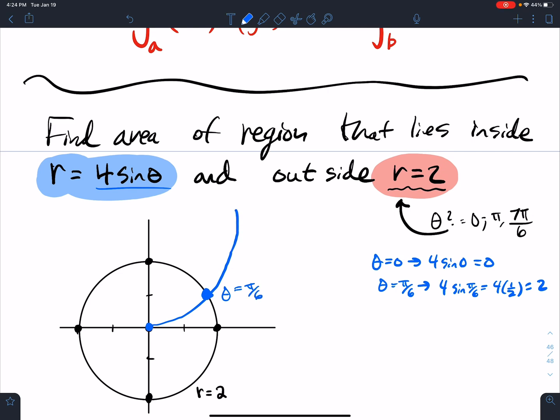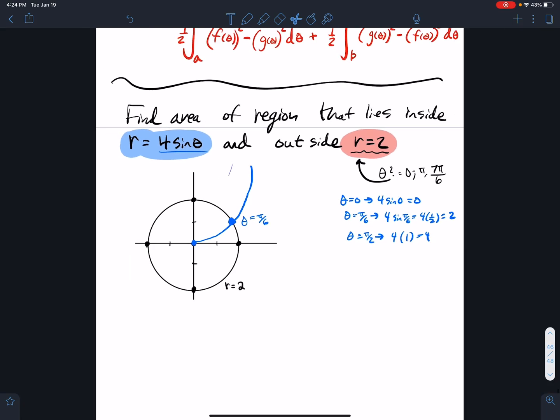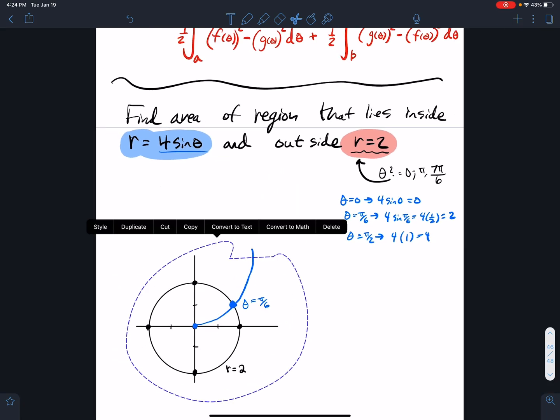All right, and when theta equals pi over 2, what do I get? I get 4 times 1, so that gets me 4. So I'm going to go up. I need to move this a little bit, otherwise I'm not going to get this to fit.